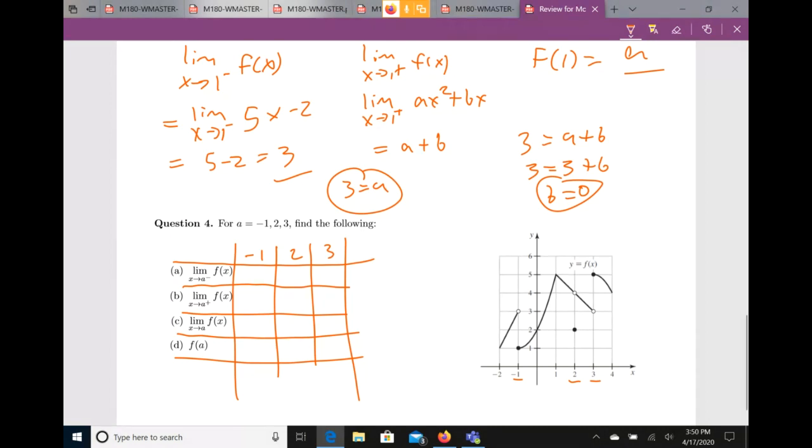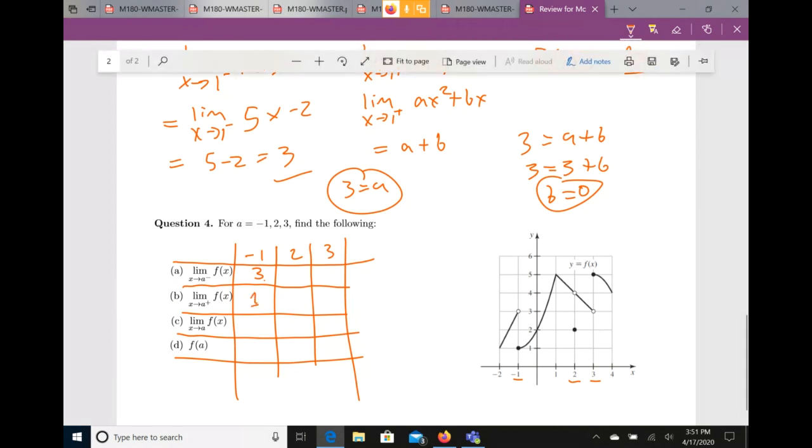So this first part here, if I take the limit as x approaches -1 from the left, what will I get? Yep, 3. Let's do it one value at a time, so -1. We'll move down the first column. How about if I approach -1 from the right? Good, 1. You're just following along the chart.